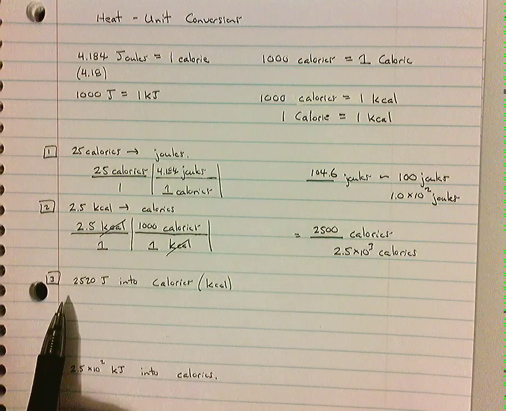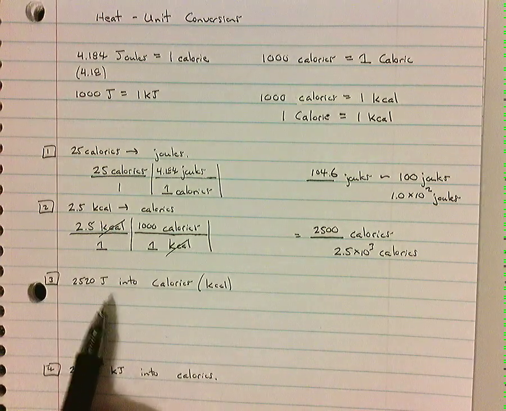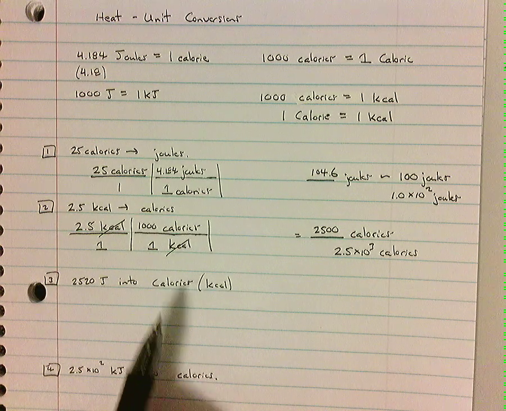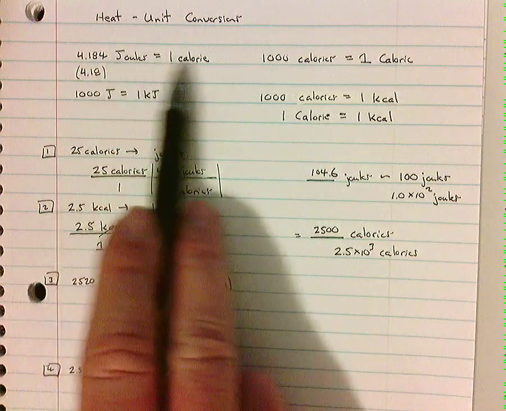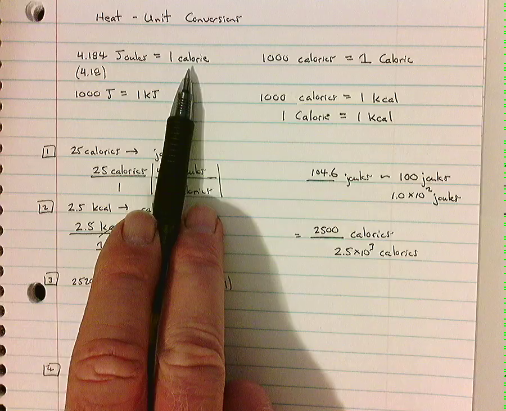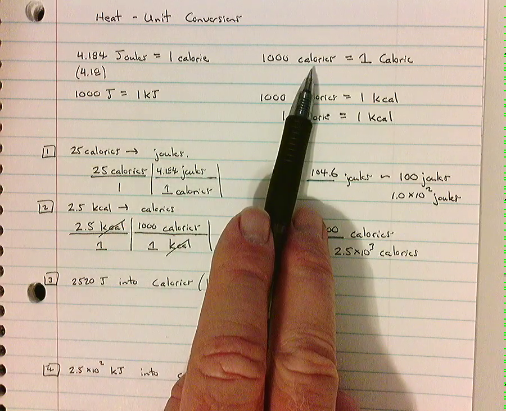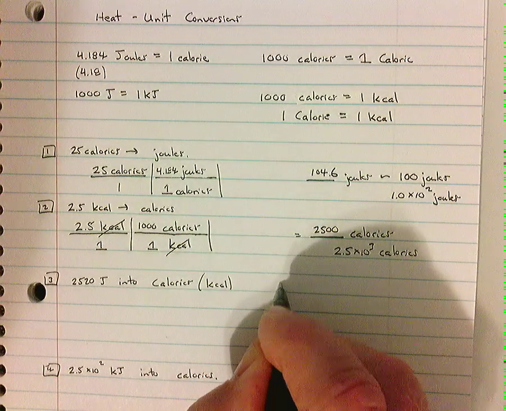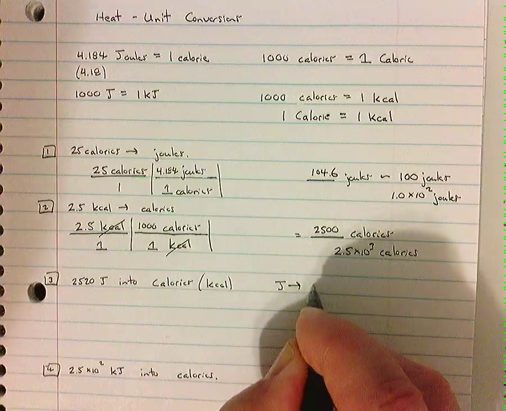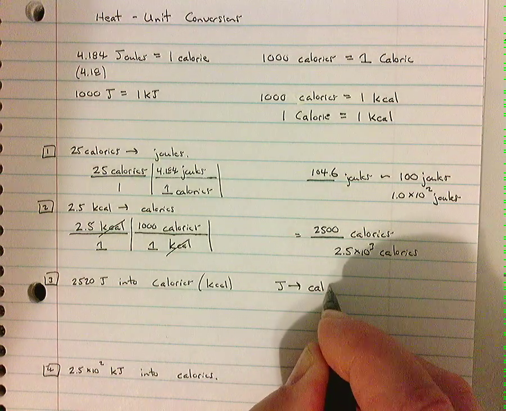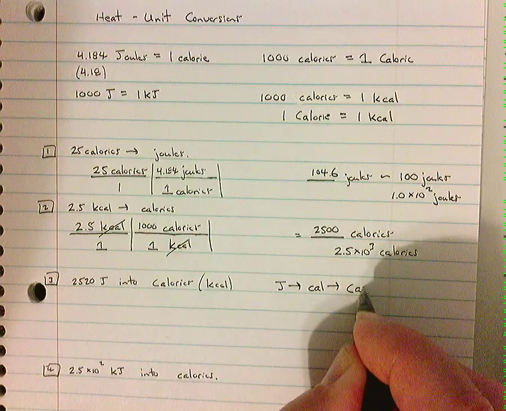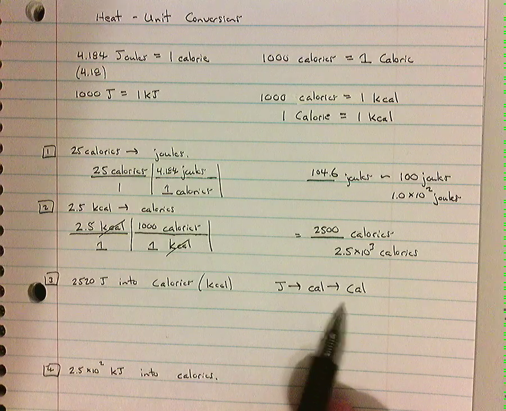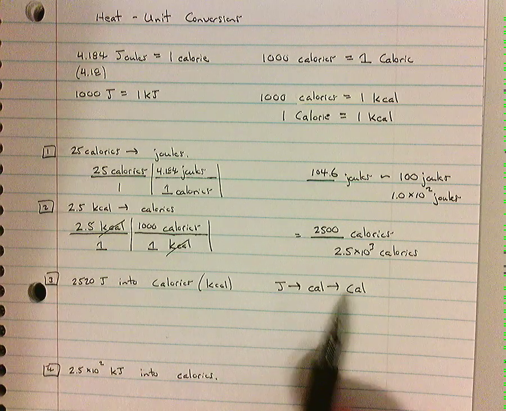Now for problem 3, we have 2,520 joules, and we want to get those into uppercase calories. Well, we don't have a joules into uppercase calories conversion, so we're going to go joules into lowercase calories, and then lowercase calories into uppercase calories. So if we wanted to write the plan out, we're going from joules into little calories, and then from little calories into capital C calories. And each of these arrows represents a conversion factor that we're going to have to do. So this is going to be a 2-step conversion problem.